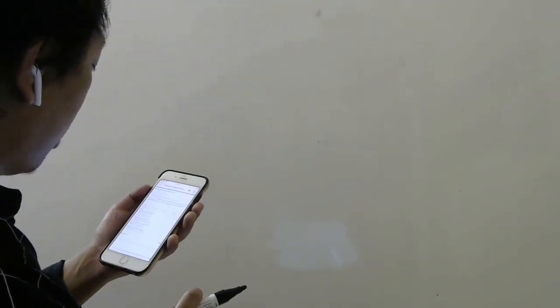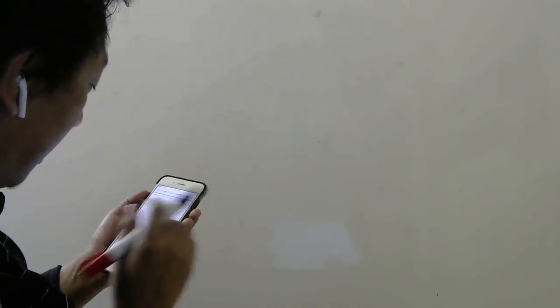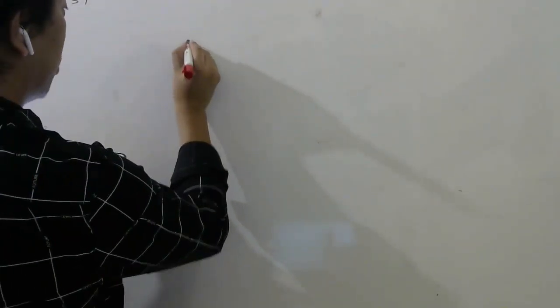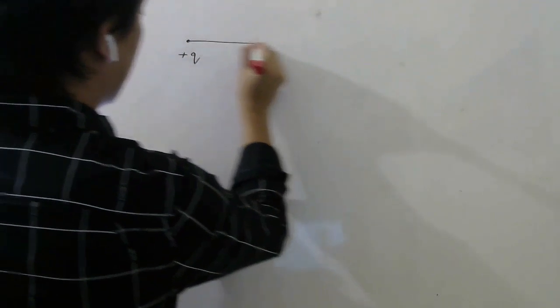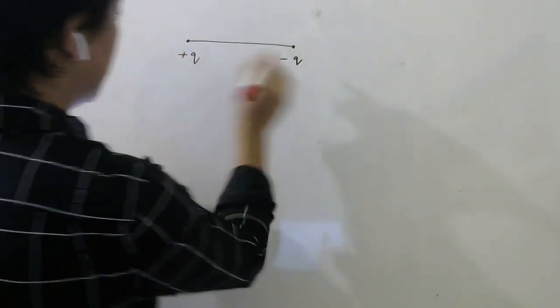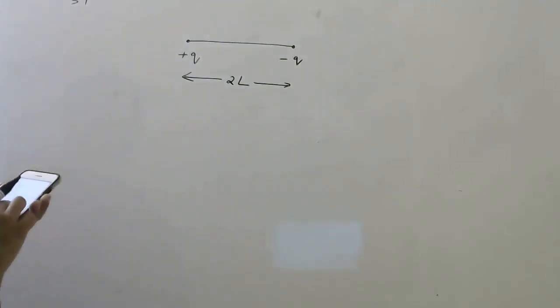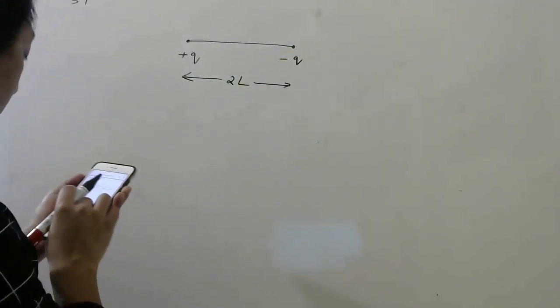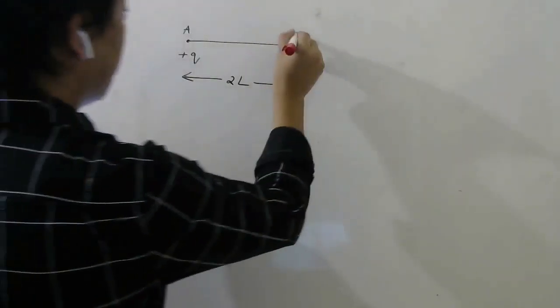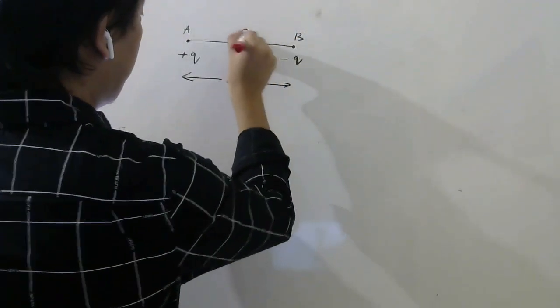Let us solve question number 39 now. Charges plus Q and minus Q are placed at points A and B respectively, which are at a distance 2L apart. So plus Q, point charges they should say, and minus Q, charges are separated by a distance of 2L apart. C is the midpoint of these 2 points. So C is the midpoint.